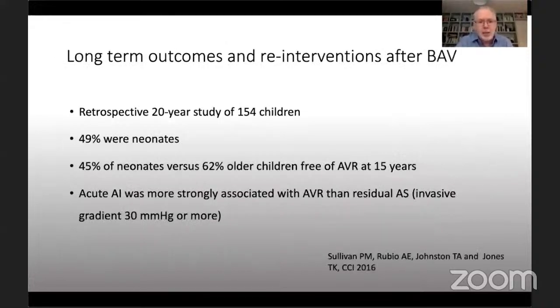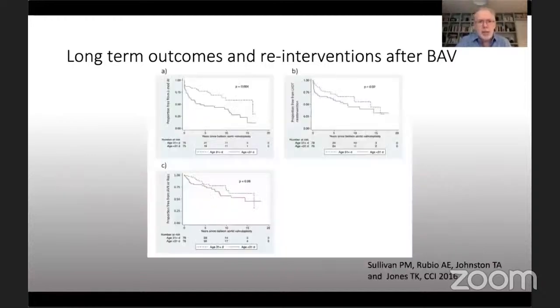For example, a large catheter series from Seattle, 154 children over 20 years. Half of them were neonates, and their freedom from valve replacement at 15 years was only 45% in neonates as opposed to 62% in older children. And the main reason for this was aortic regurgitation. So not only is aortic regurgitation more common after balloon dilation, it tends to progress and is also the main reason why the valve has to be replaced.